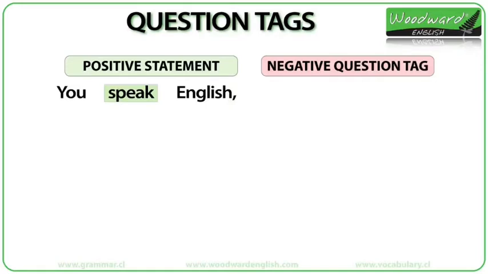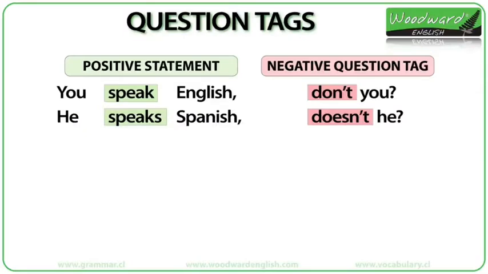When the verb in the statement is in the present tense, we form the question tag with don't or doesn't. You speak English, don't you? He speaks Spanish, doesn't he?